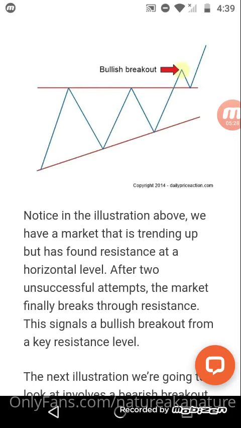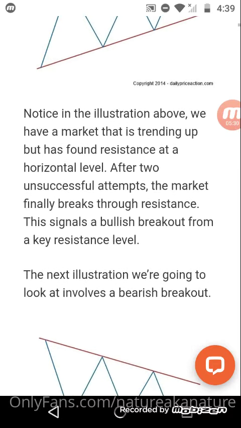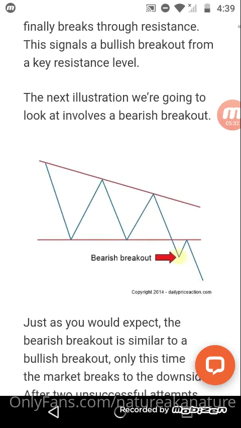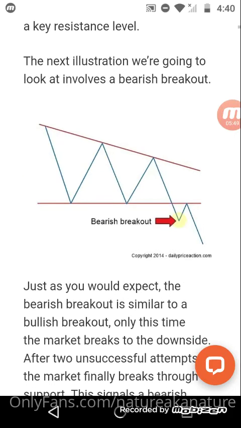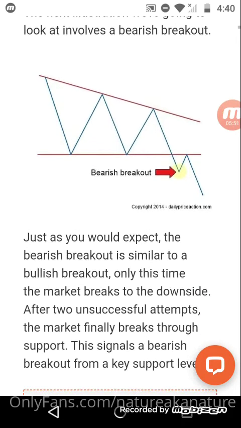So the next illustration we're going to look at involves a bearish breakout. Bearish means a downtrend, it means down. So this is a bearish breakout, a downtrend breakout. In a bearish breakout, resistance will be the top and the support will be the bottom. In this illustration, the bearish breakout is similar to the bullish breakout, however only this time the market breaks down to the downside.